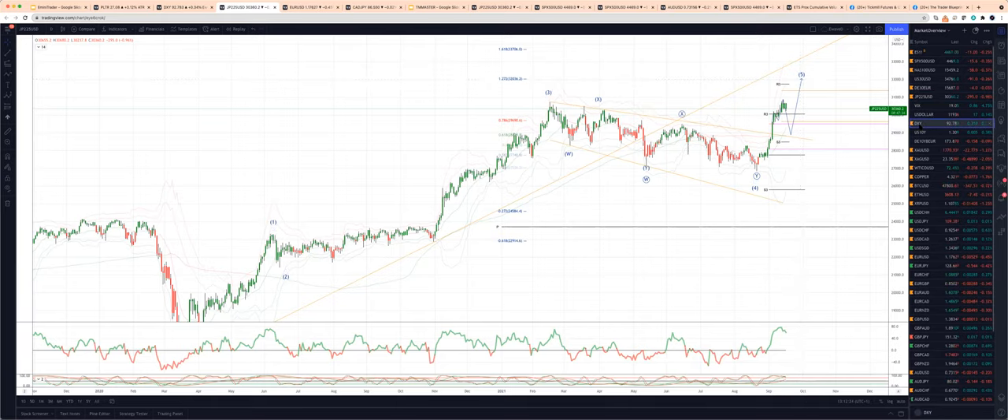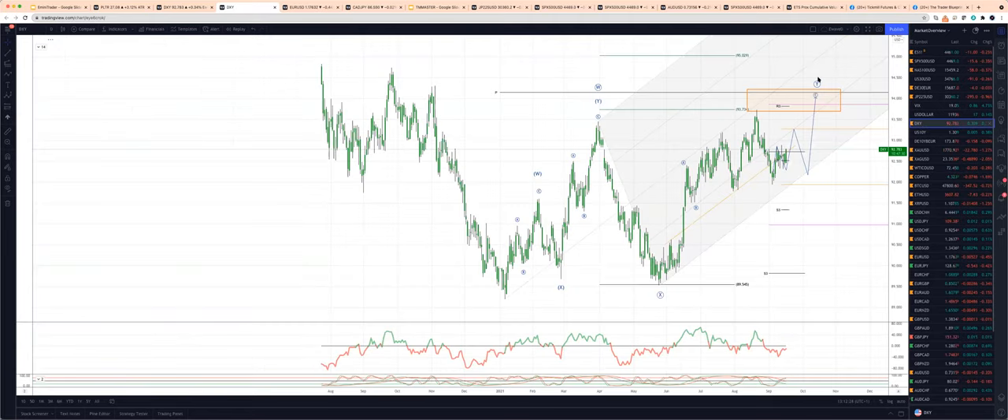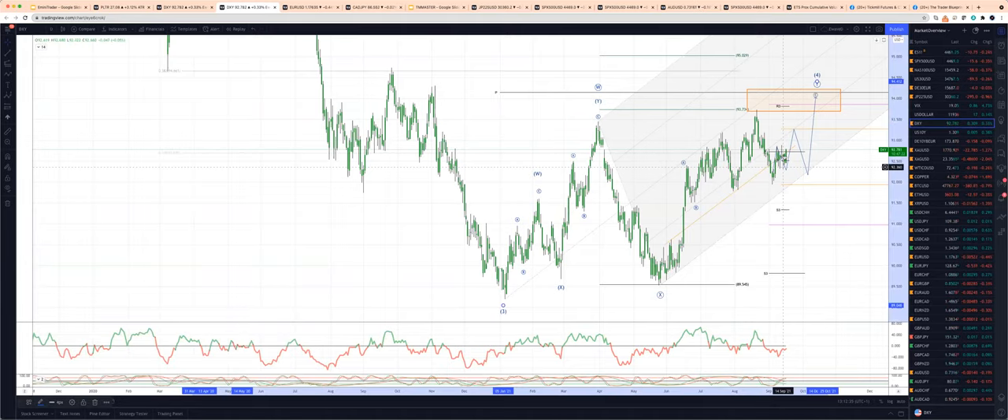Dollar index. Still tracking and looking for this wave four high to play out. It's been pretty choppy trading at the moment. The market really is in a holding pattern as such, certainly with a bunch of these FX majors, as we go into next week's FOMC.